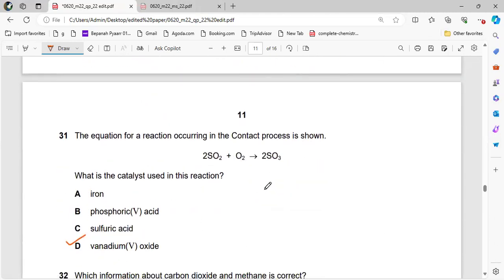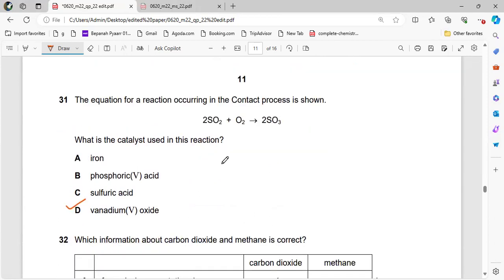The equation for a reaction occurring in the contact process is shown. What is the catalyst used in this reaction? So in the contact process, we use vanadium oxide as the catalyst.